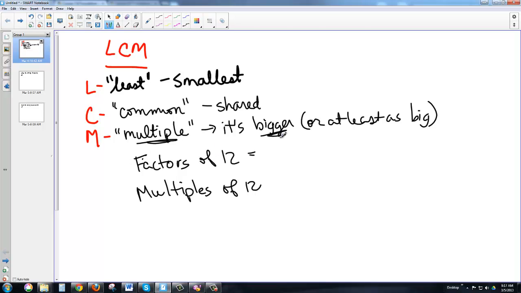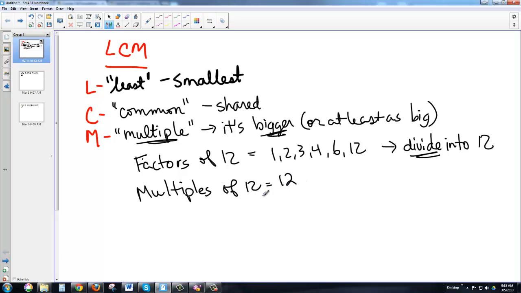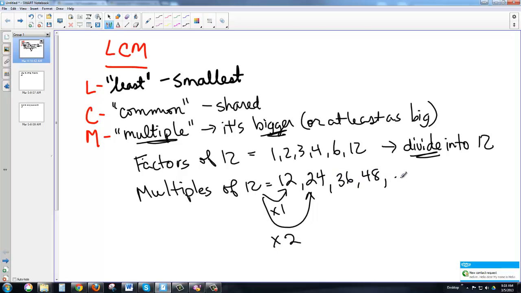We looked at factors when we did GCF. The factors of 12 we found to be 1, 2, 3, 4, 6, and 12. These are things that divide into 12. Multiples of 12 always start with the number itself because 12 times 1 is 12. Then one bigger, times 2 is 24, 36, 48, and so on. We get these by multiplying by 12.